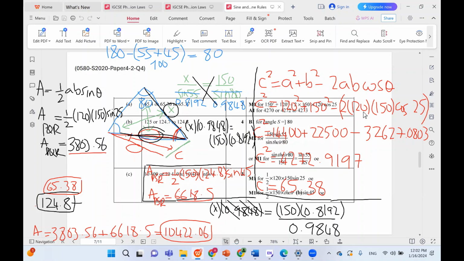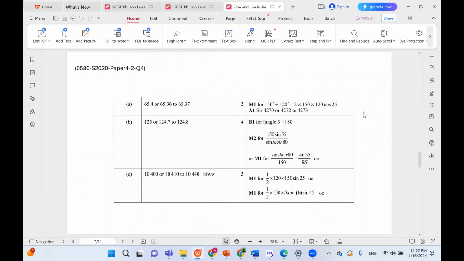Let's check the marking scheme. Let's just clear the screen to check. You have 65.4, you have 124.8, and you have 10,400 for the final area.